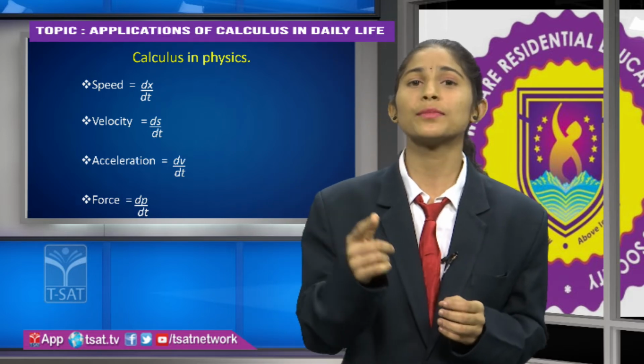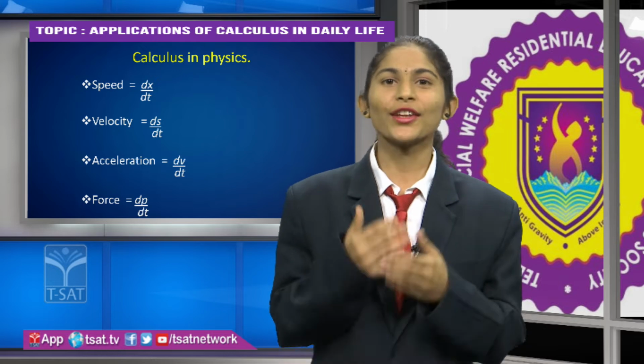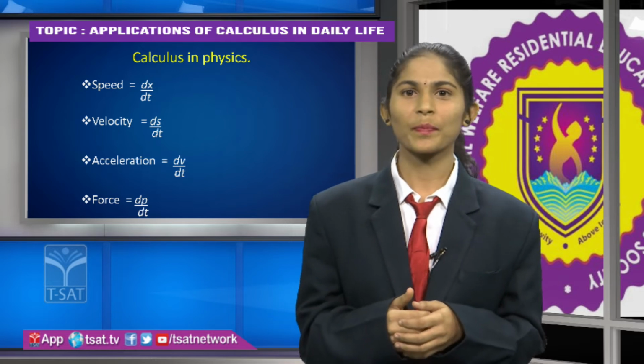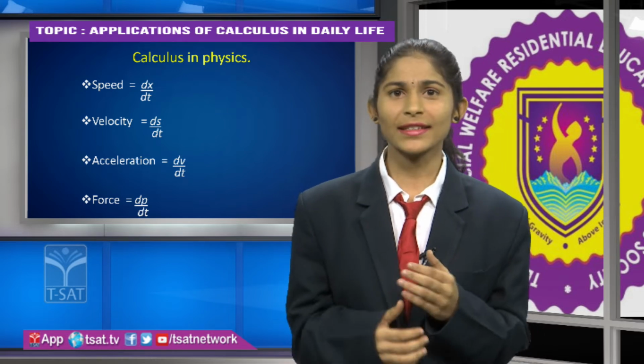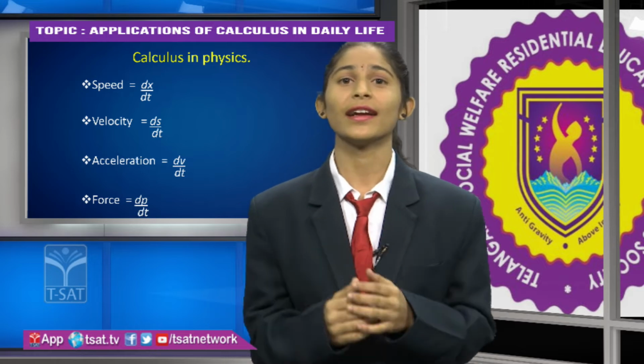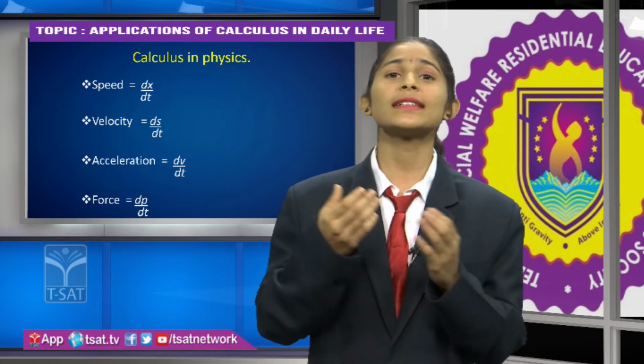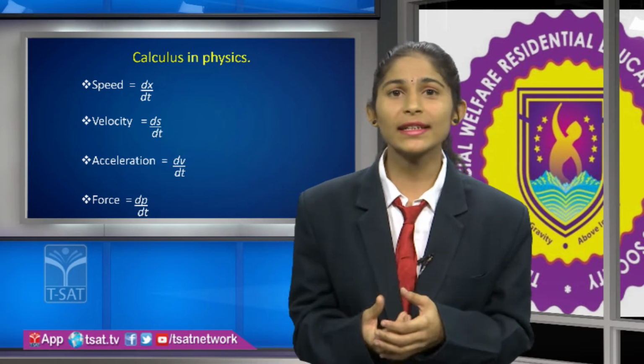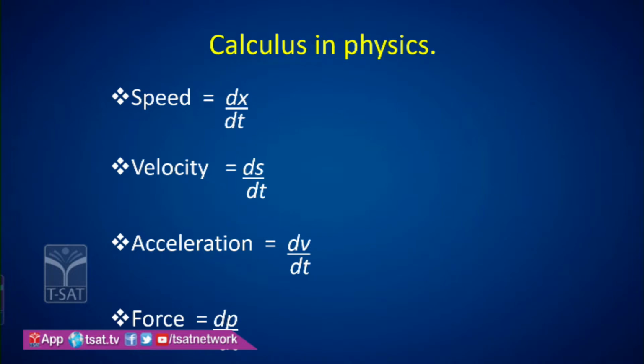And let's move on, that is velocity. Can you guess what is velocity? Velocity is the rate of change of speed. That is, velocity is equal to ds by dt. Here ds means s is the speed. When the speed changes, that is considered as velocity in our physical language.